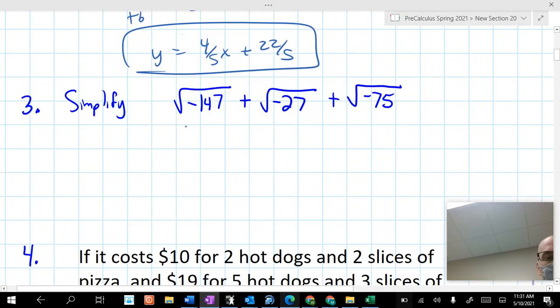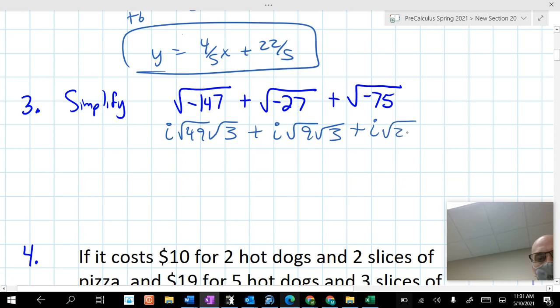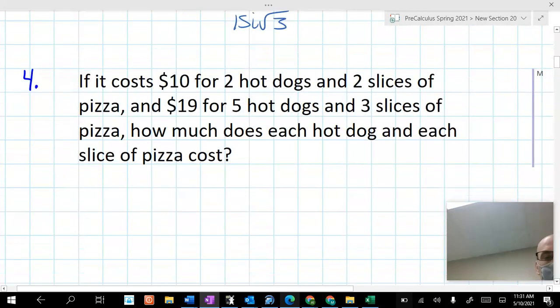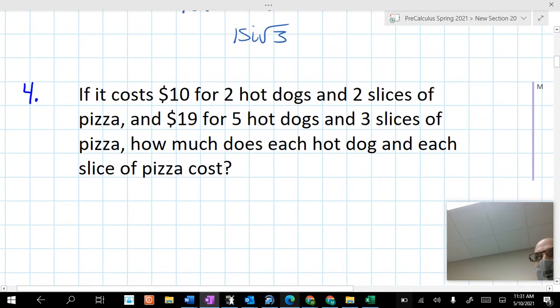Simplify this. This is i square root of 49 square root of 3 plus i square root of 9 square root of 3 plus i square root of 25 square root of 3. So it's 7i square root of 3 plus 3i square root of 3 plus 5i square root of 3, which is 15i square root of 3. We good so far?